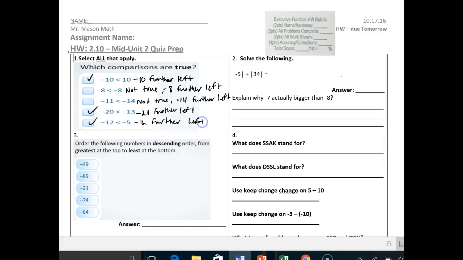Okay. Just quickly on number 2, remember the absolute value. Absolute value is always positive. So basically, these bars here are not parentheses, right? Parentheses tell us if that's a negative sign or a minus sign. This is saying the absolute value of negative 5 plus the absolute value of 34. So you should basically tell me what is the absolute value, what is the absolute value, add them together and get an answer. Put your answer there. Also explain why negative 7 is actually bigger than negative 8. You can look back to number 1 for help on that.